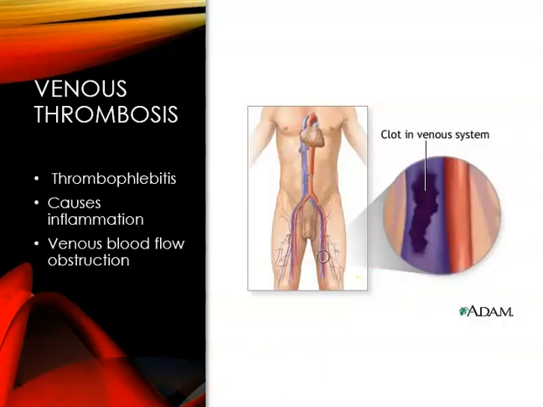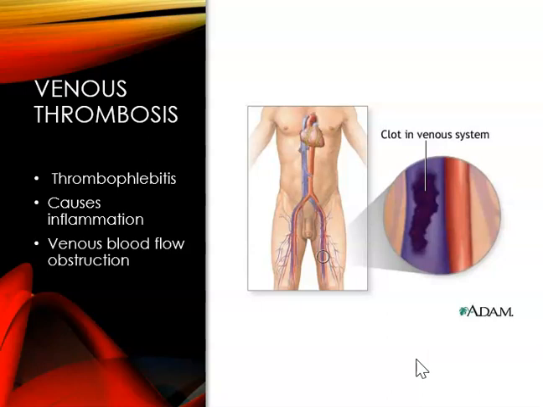Venous thrombus is also going to be referred to as thrombophlebitis, and that is a condition in which a blood clot or a thrombus forms in the wall of a vein, accompanied by inflammation of the vein wall and some degree of obstruction of venous blood flow.